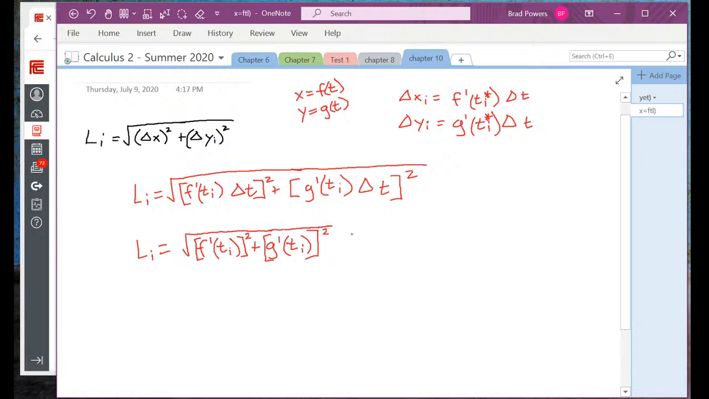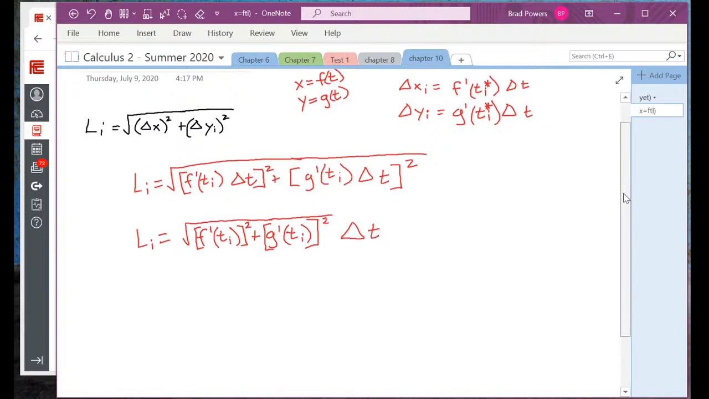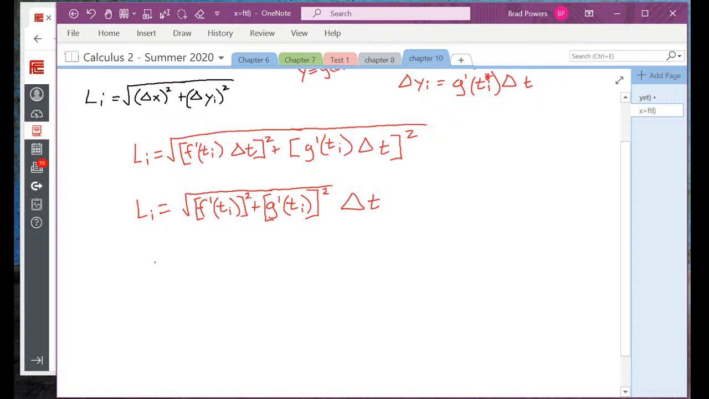And then that delta t squared can come out as delta t, which is perfect since we want an integral in terms of t. We're doing an arc length with a parametric function. So f is in terms of t, x is in terms of t, and y is a function of t. So our arc length, let's say L, is about the sum of these L sub i's.